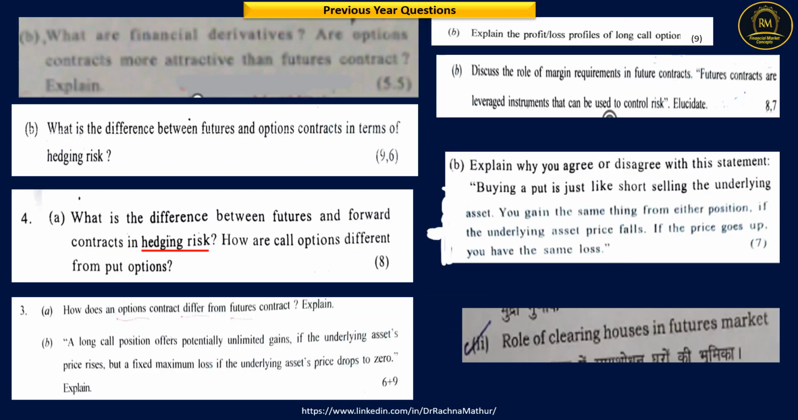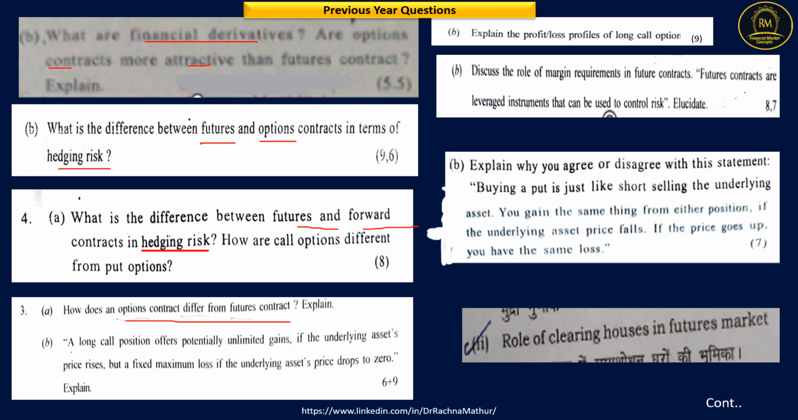So coming on to the previous year's questions. So the first question is, what are financial derivatives? Are options contracts more attractive than futures contracts? What is the difference between futures and options in terms of hedging risk? What is the difference between future and forward? How does an option contract differ from a futures contract?